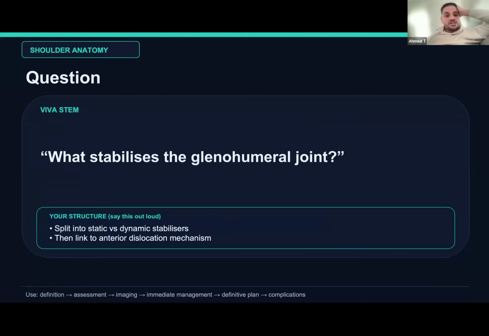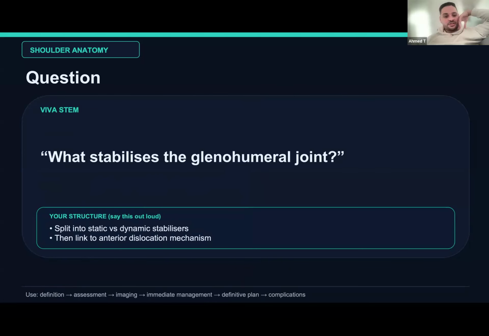So next question, what stabilizes the glenohumeral joint? Any volunteers? Talking about the stabilizers, we have static stabilizers and dynamic stabilizers. The static would be the congruency between the head of the humerus and the glenoid cavity, the joint capsule, the labrum of the glenoid, and the ligaments. The dynamic part would be the muscles, especially the rotator cuff muscles and the deltoid muscle.